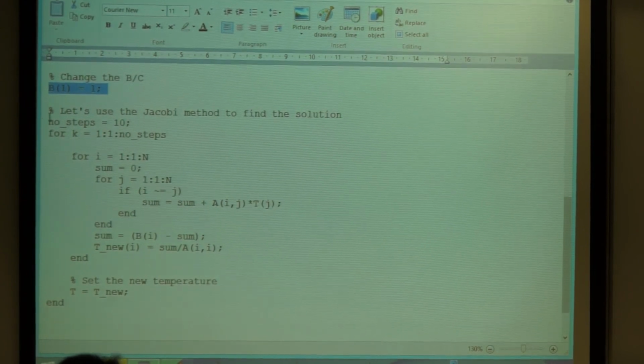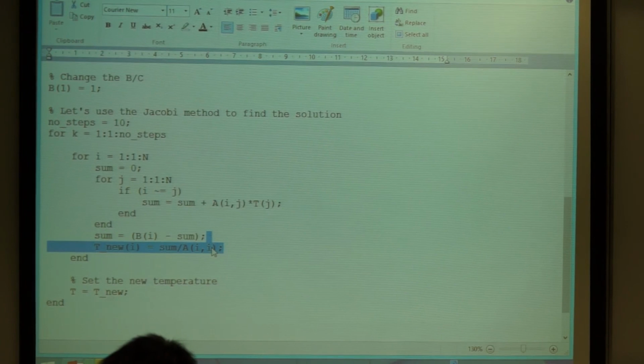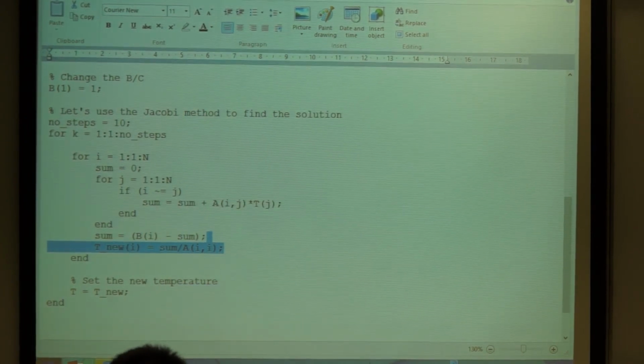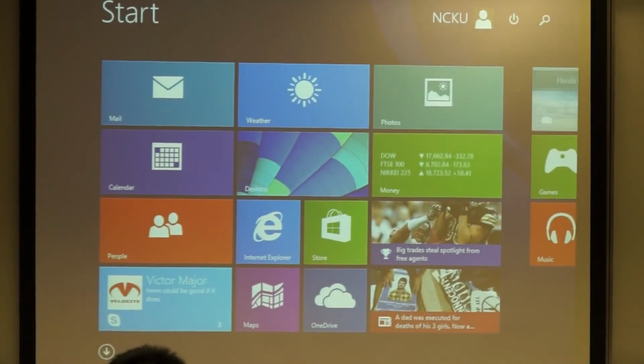JACOBI looks like this. We set the number of steps we want to run, and then we perform these nested for loops. Basically, you're summing up A of ij times T of j. You take that sum, subtract it from B, and then divide by A_ii. That's your solution, and you keep doing that over and over again. That's JACOBI. I'll run it for you.